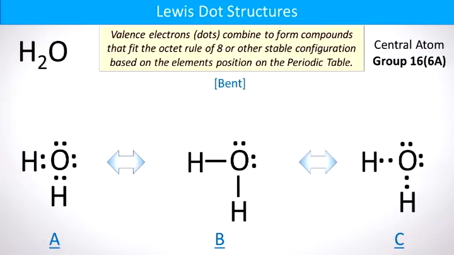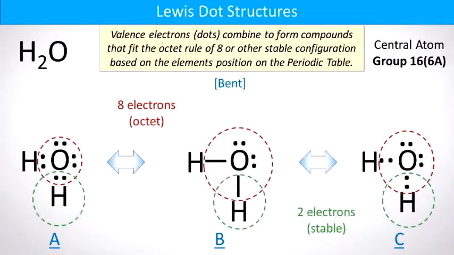And if we clean that up, we have the structures shown here with B in the middle, and we have A and C on either side. All 3 of these forms are permitted as Lewis structures of water. Oxygen has 8 electrons and therefore fits the octet rule of 8, and hydrogen has 2 electrons, a stable configuration for its location on the periodic table.